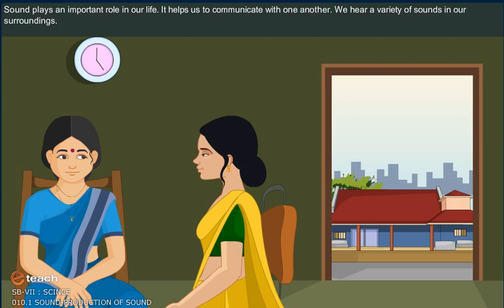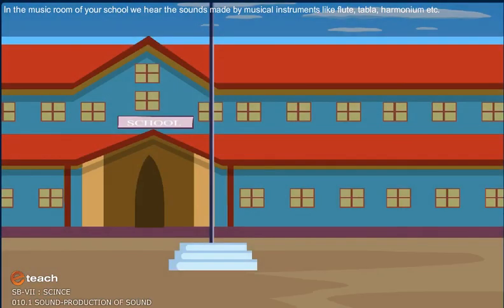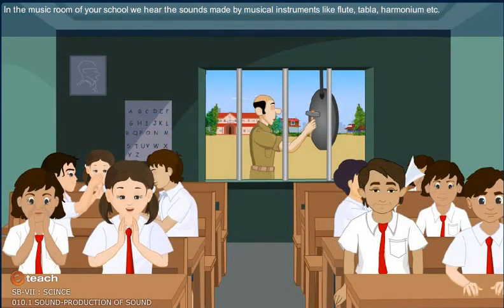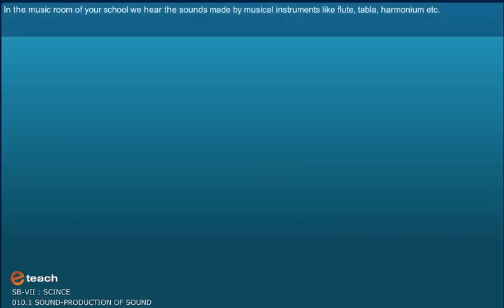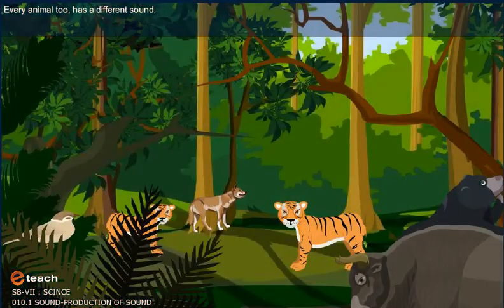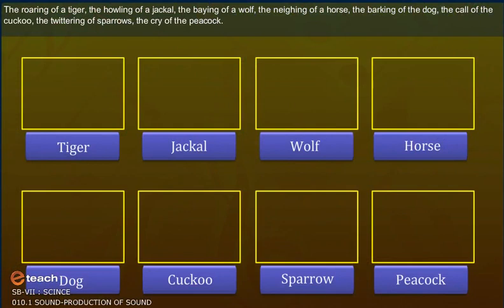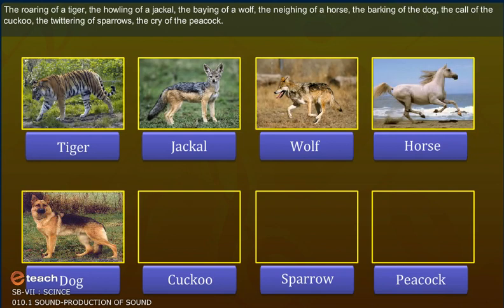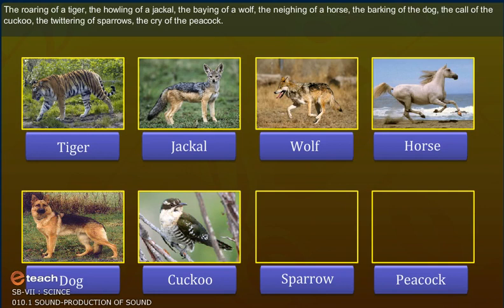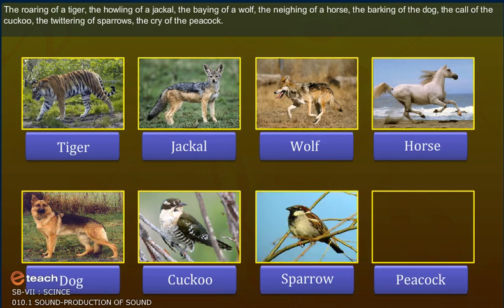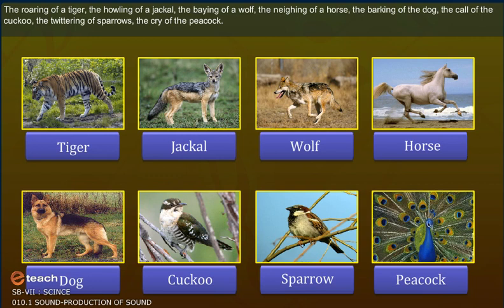We hear a variety of sounds in our surroundings. In the music room of a school, we hear the sounds made by the musical instruments like flute, tabla, harmonium. Every animal too has a different sound. The roaring of a tiger, the howling of a jackal, the baying of a wolf, the neighing of a horse, the barking of the dog, the call of the cuckoo, the twittering of sparrows, the cry of the peacock.